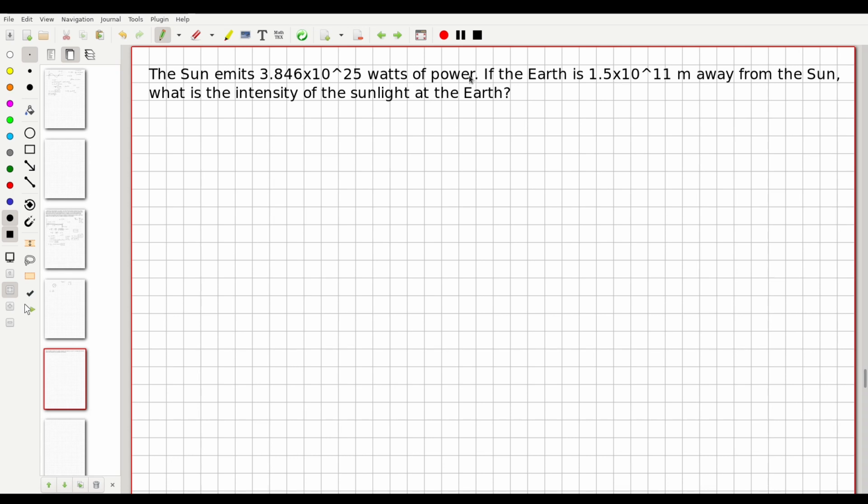Now, let me make sure that number is right. 10 to the 26, actually. Yeah, the 25th didn't look right. So this is the 26.